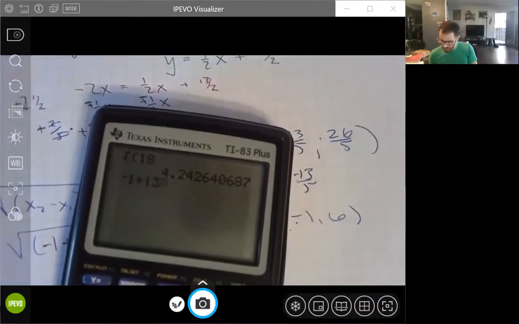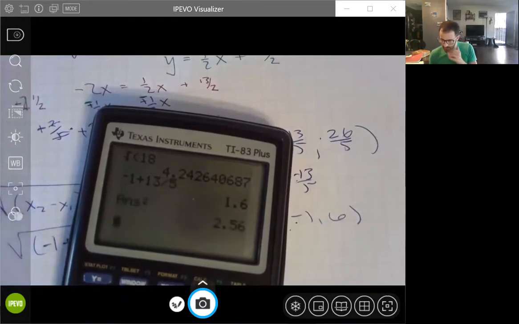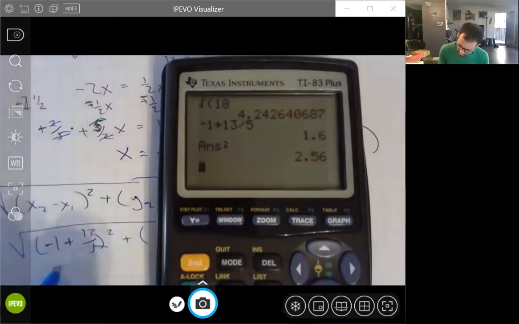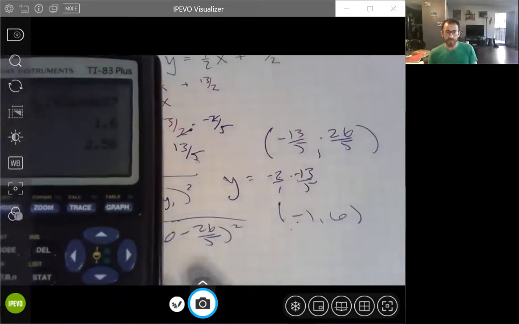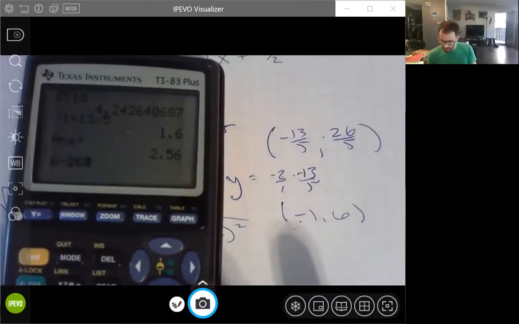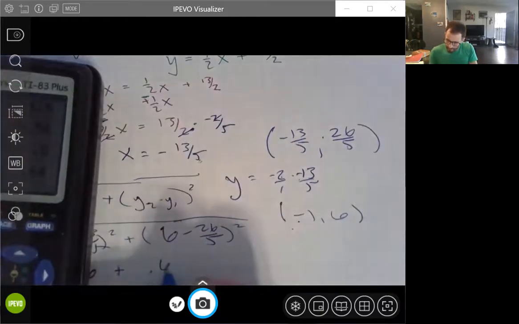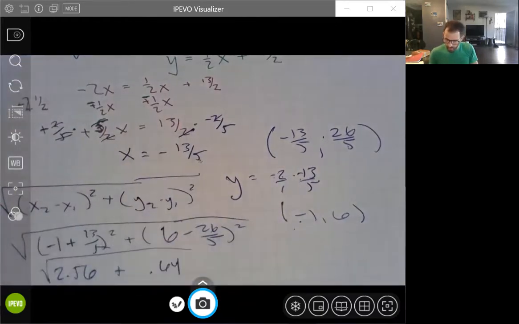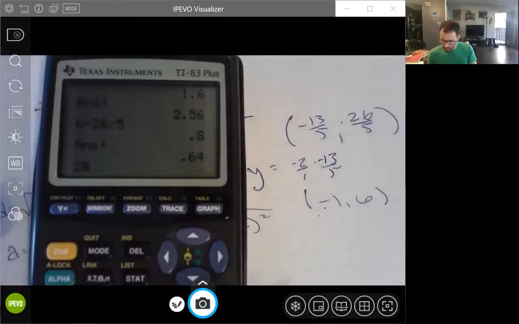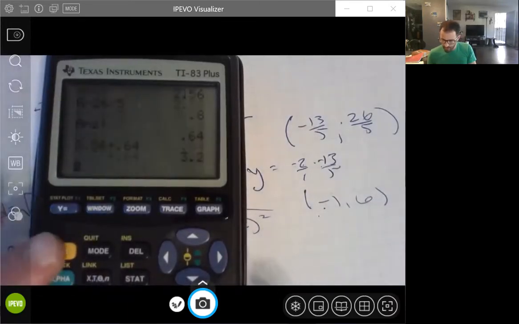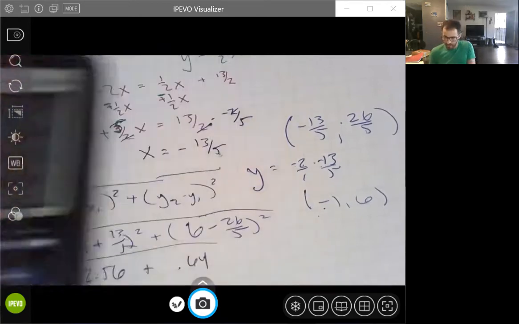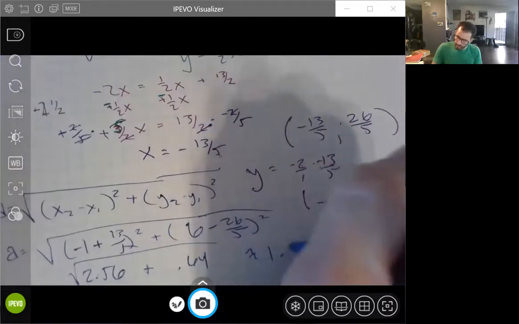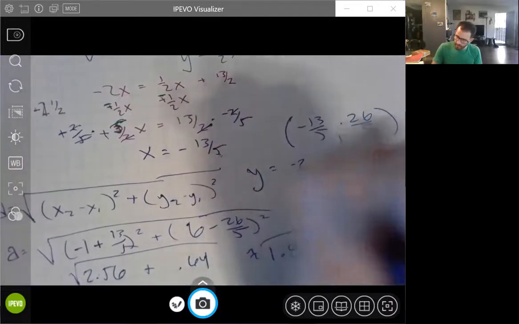-1 plus 13 over 5. Enter. Square. Enter. Six. Take away 26 over 5. Square it. We got to square root the whole thing. So 2.56 plus 0.64. Square root answer. About 1.8, right? So it comes out to about 1.8 units.